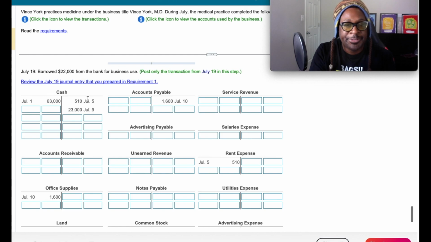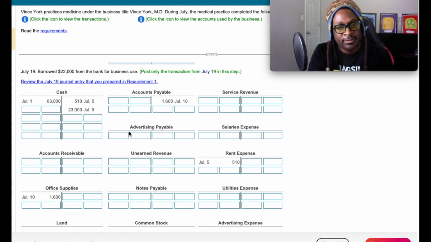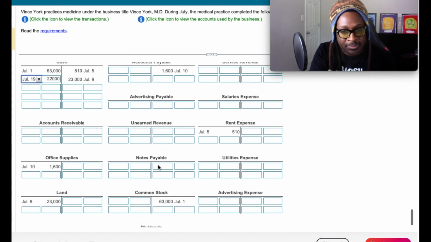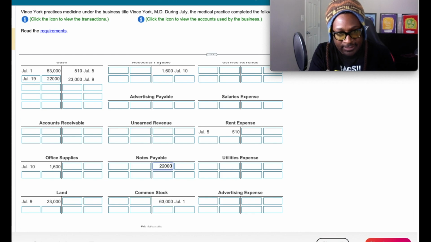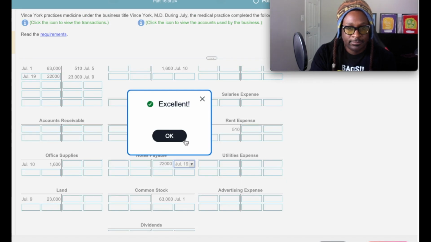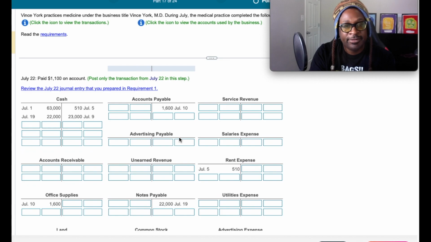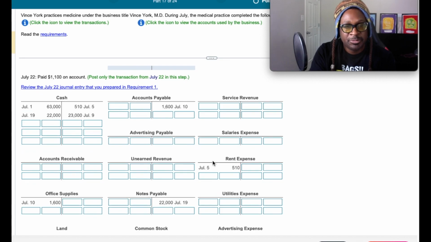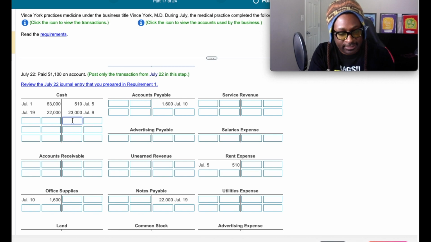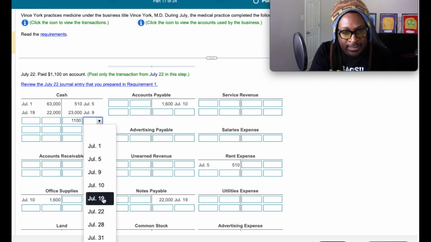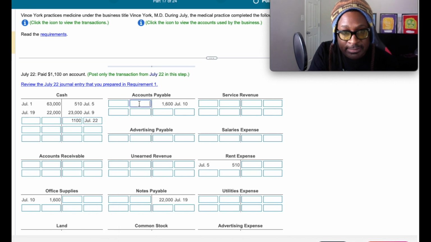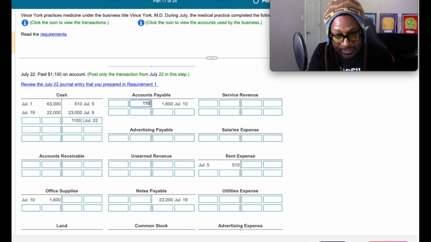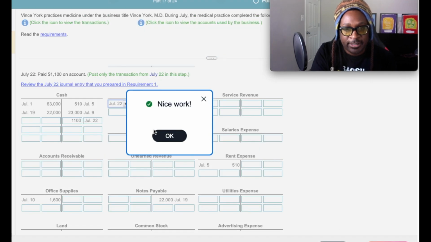Then we borrowed $22,000 from the bank. So we debited cash for $22,000 and credited notes payable for the $22,000. Check our answer. Excellent. Next, we paid $1,100 on account. Keyword paid, so we're going to credit cash for $1,100, and we are going to debit accounts payable for $1,100 as well. Check the answer. Money all day.